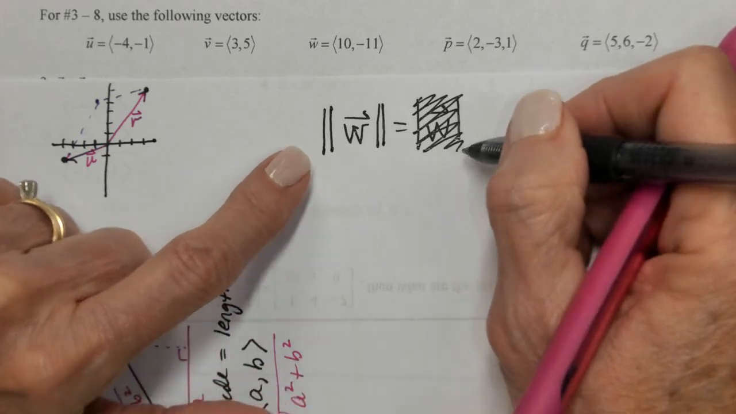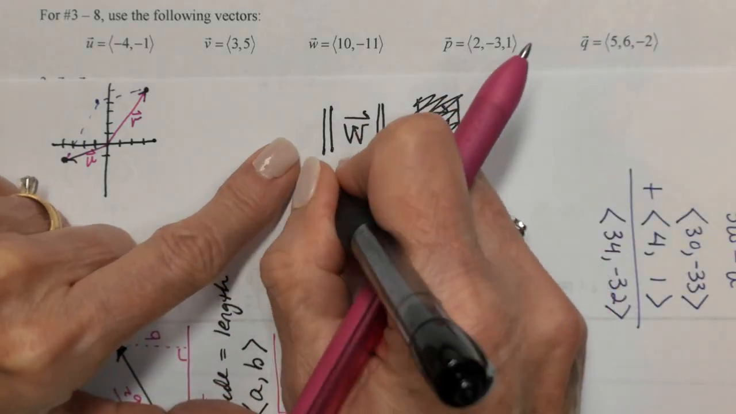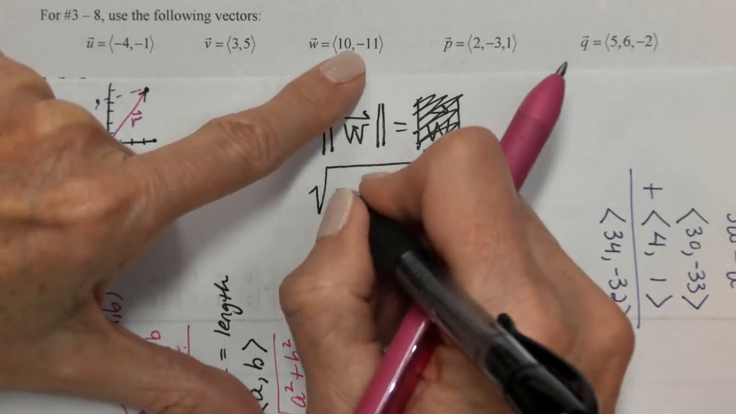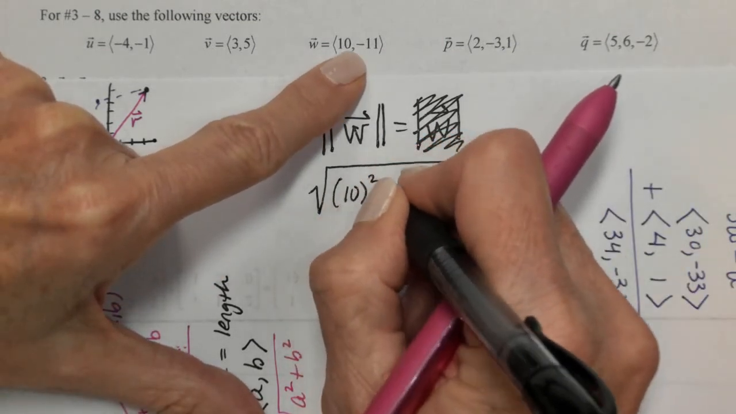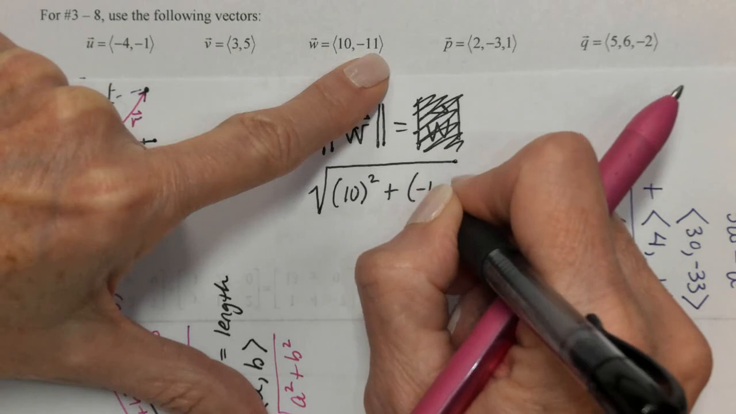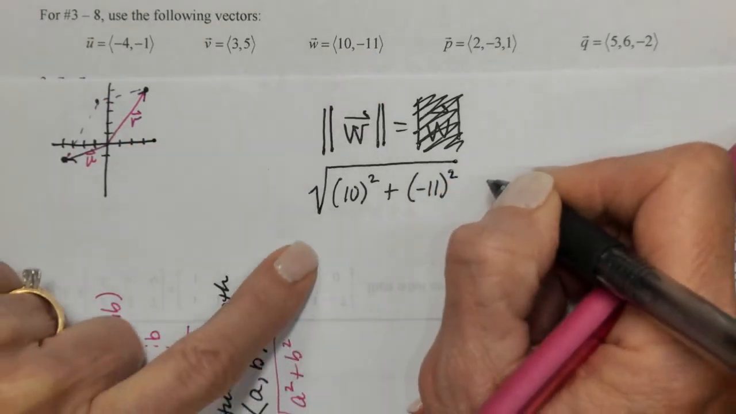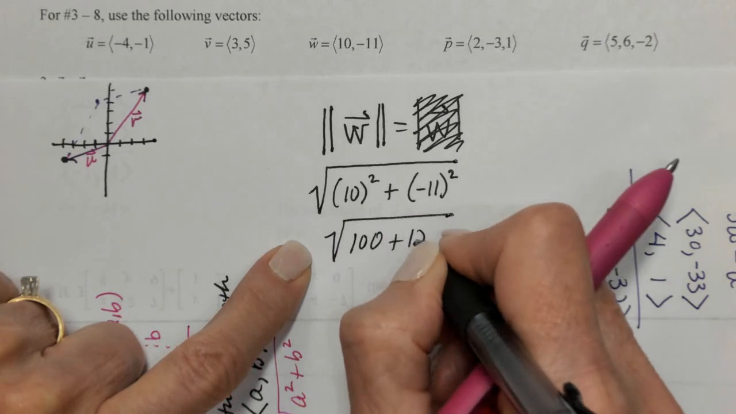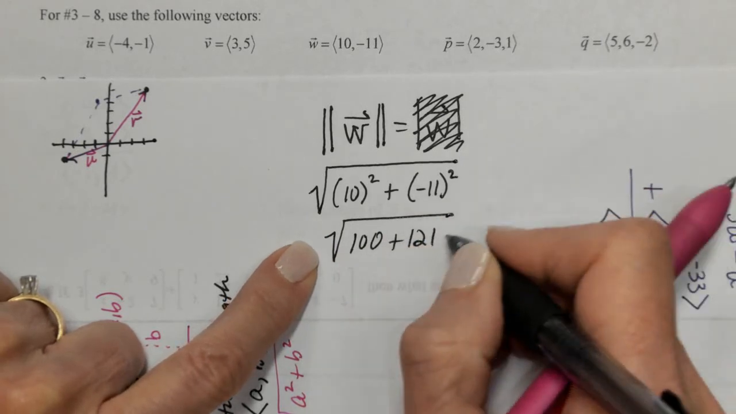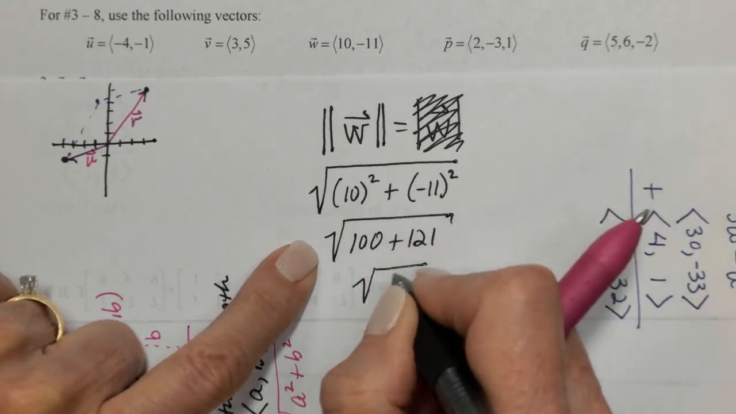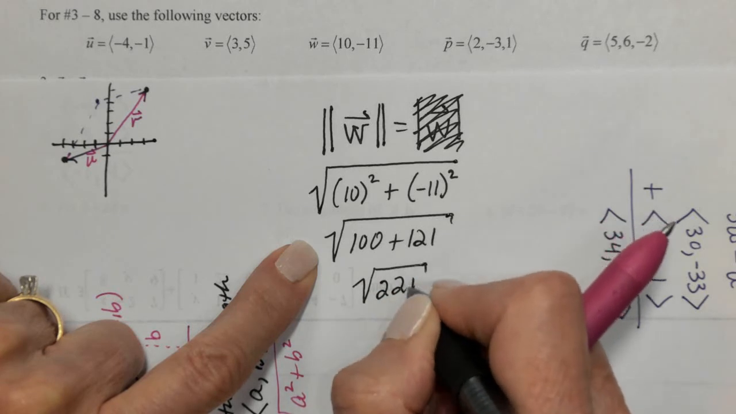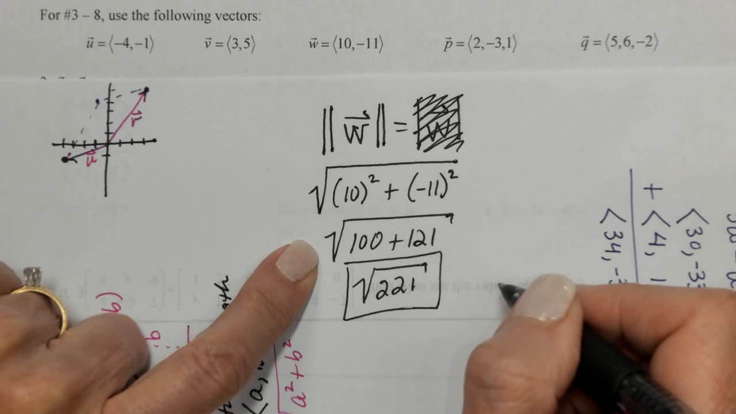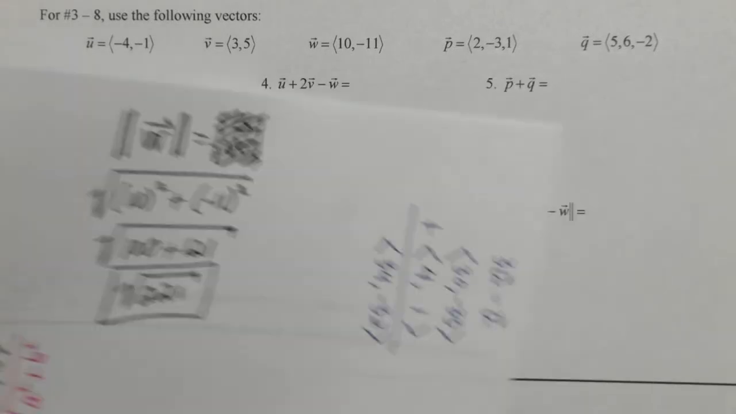Okay, magnitude. All right. So square root of the square of 10 plus the square of negative 11. So that will be 100 plus 121 under that square root, which is the square root of 221. That is the magnitude of w. That's it. That's all there is to it.